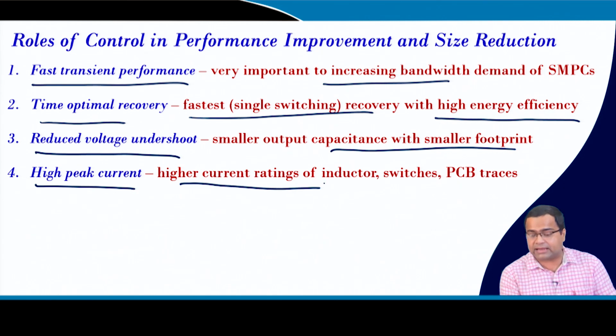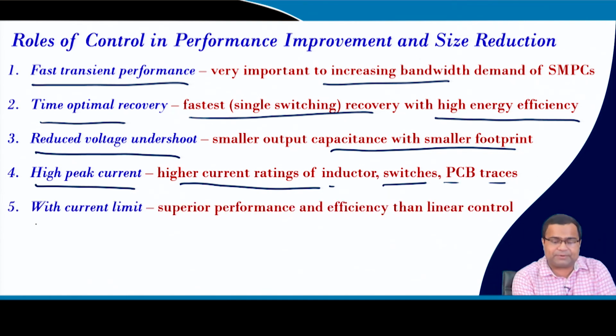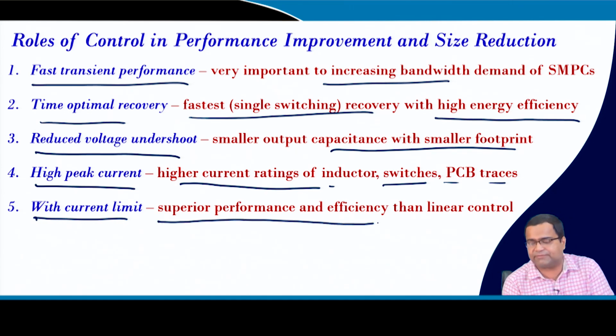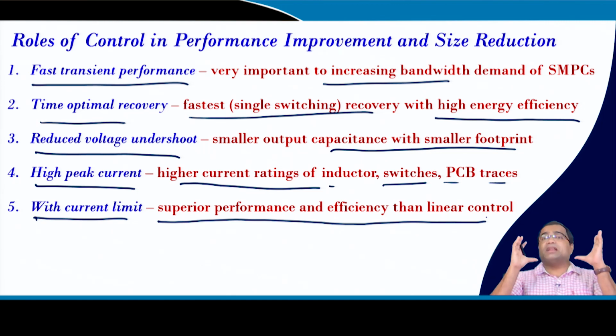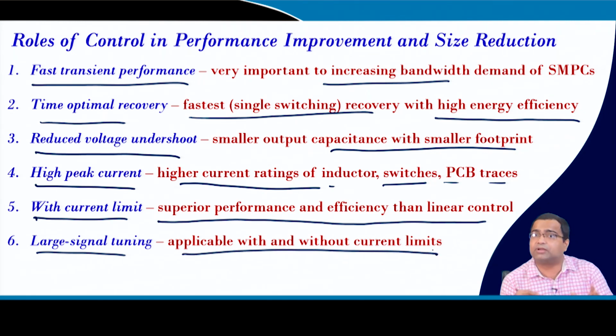So, that requires a higher current rating inductor and switches, and it can also increase the PCB trace current rating, as well as, if you go for an IC, the bond pad that has to carry the current, right. But we can incorporate current ripple, and we can also get much superior performance and efficiency than linear control even with current limit, because here we are not considering the small signal duty ratio variation, we are allowing the duty ratio to saturate.